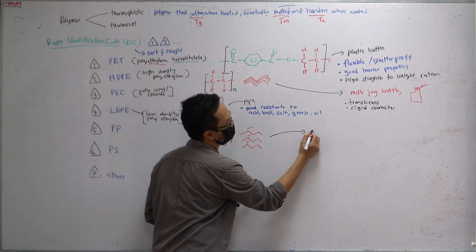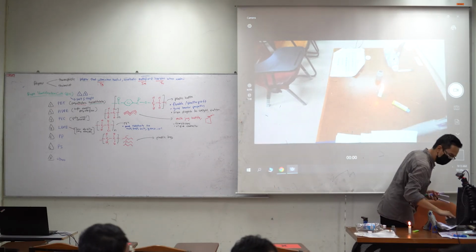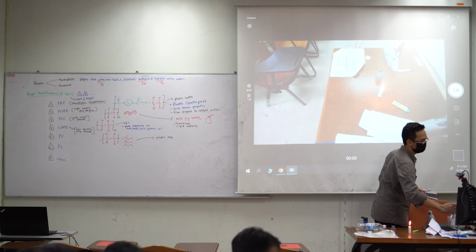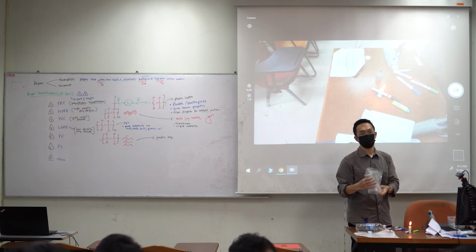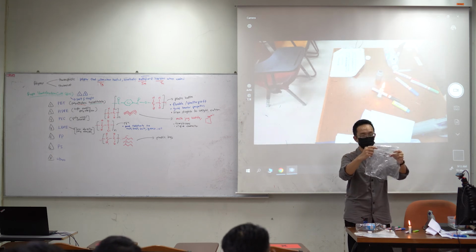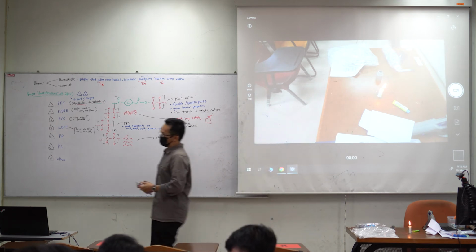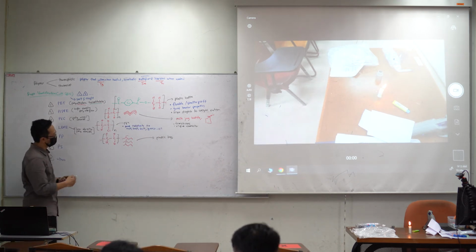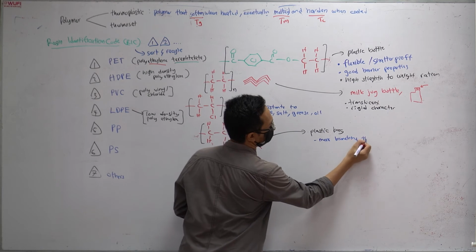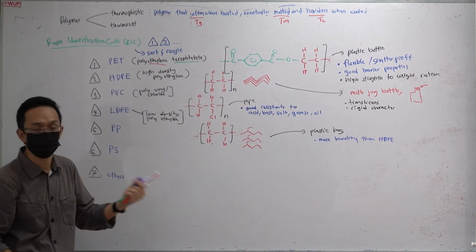An example of this is a plastic bag. Normally you go to a grocery store, they give you a plastic bag when you buy something. That is low density polyethylene. When you buy something from Shopee, they do something like this, and you see there is a number 4 here, right? Number 4. So what is the characteristic of this? It has more branching than HDPE. So it's weaker. In other words, it's weaker than HDPE.